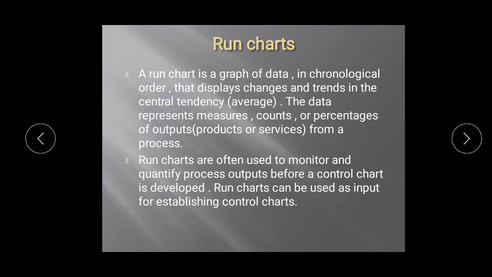The next one is a run chart. A run chart is a graph of data in chronological order. Chronological order means in ascending order, that displays changes and trends in the central tendency, that is in the average value; they will set the central tendency of the data. The data represents measures, counts or percentage of outputs, that is products or services from a process. So from a process they will measure, count the data and calculate a percentage of those outputs depending on the products or services in the process.